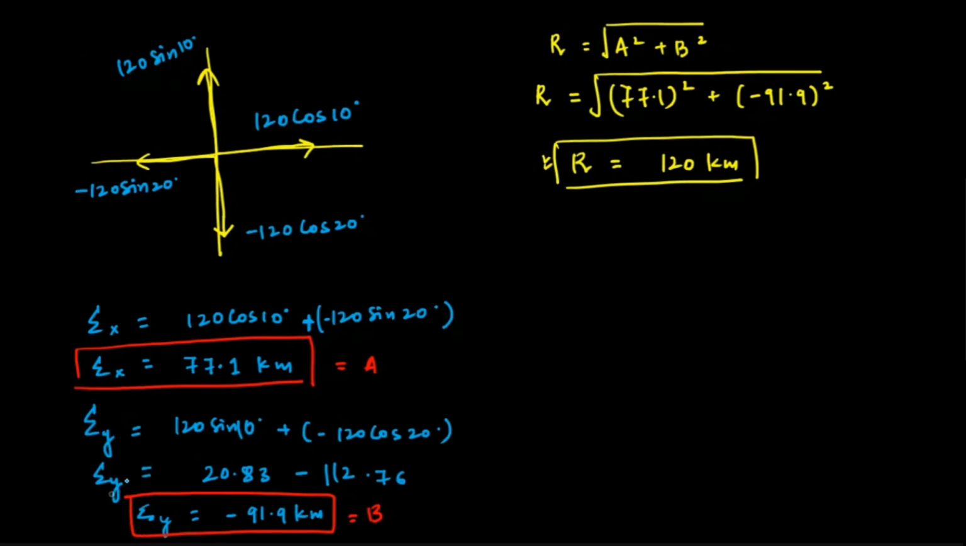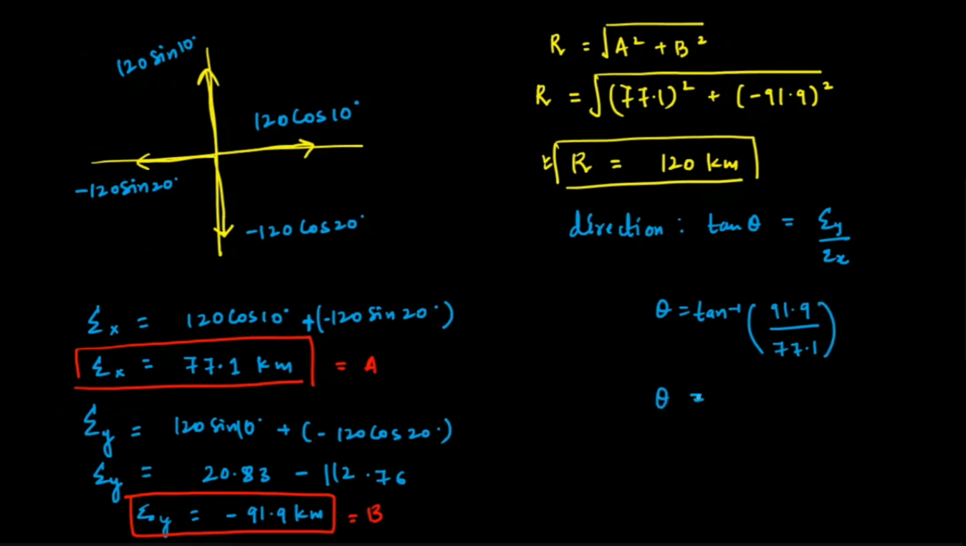Similarly, we'll find the direction also, and for direction we will use tan theta, which is equal to summation along y by summation along x. So theta is going to be tan inverse. Summation along y is 91.9, and along x is 77.1. When we solve it, we'll get that theta is approximately 50 degrees. So this is how we are supposed to solve this.